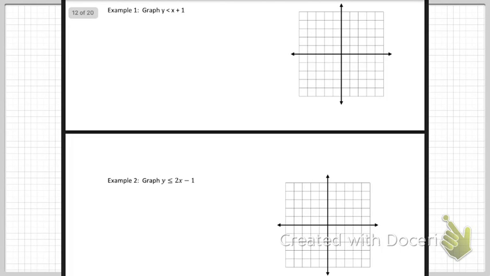Alright, so here's the first example that we're going to go over. So let's take a look here. We can see that this is our symbol. This is y is less than x plus 1. We know that the slope is 1. 1 is the coefficient in front of x. It's a hidden coefficient. And my y-intercept is a positive 1 as well. So my y-intercept is going to be 0, 1.